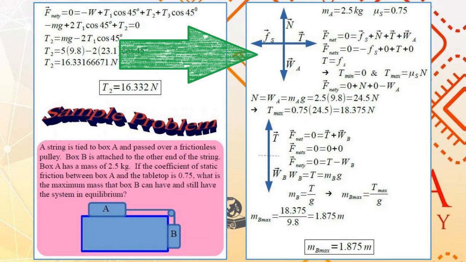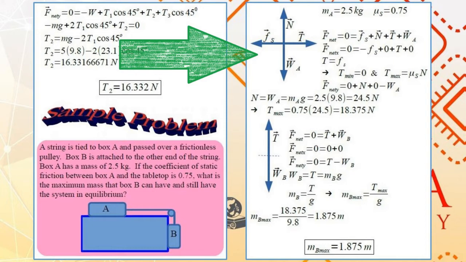Now the problem tells us that the system is in a state of equilibrium, therefore F net is equal to 0. Definition of F net, summation of all the forces acting on the object. F net is equal to F sub S plus N plus T plus weight A.